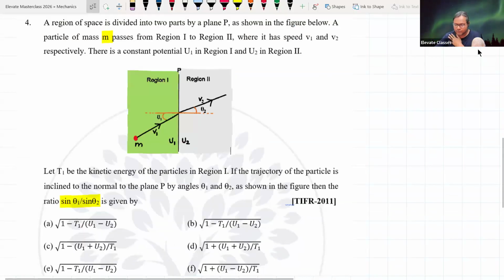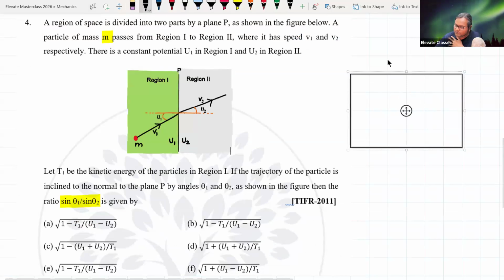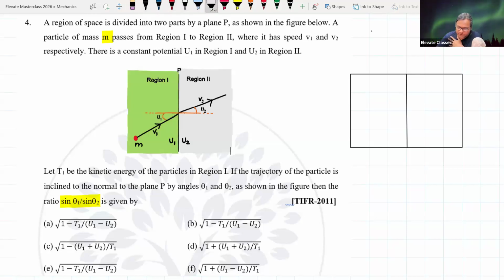Okay, so you have two regions that have different potentials. A particle is going from one region to the other. All right, what concept can we use here? Anybody? What is the concept that we can use here to solve this problem?